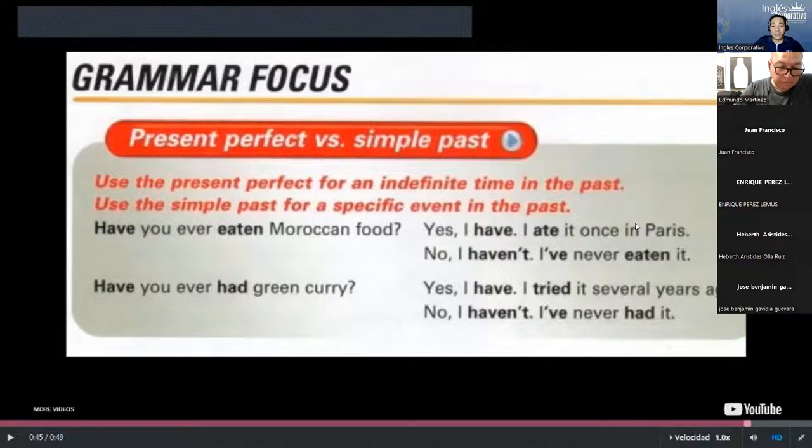Puedo contestar de manera pasada, según lo que les acabo de explicar gramaticalmente en un cuadrito. ¿Okay? La comí una vez en París. No, nunca la he comido. Nunca, sí, nunca la he comido. I've never eaten it. Nunca la he comido. Es decir, no he tenido la experiencia. ¿Ya? Sí, la comí una vez en París. No, nunca la he comido. No podría contestar de manera negativa a esta pregunta en pasado. Negativa en pasado, no podría. ¿Ok?